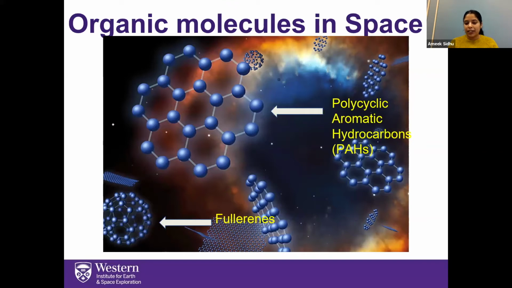So I study those PAH molecules in space, and another kind of molecule that I study is a fullerene molecule. It's a soccer-shaped molecule entirely made up of carbon. And it's the most stable molecule that we see in space, and I study these molecules. What we have seen is that these molecules are present everywhere in the universe. They are present in our galaxy, and they are present in other galaxies as well.